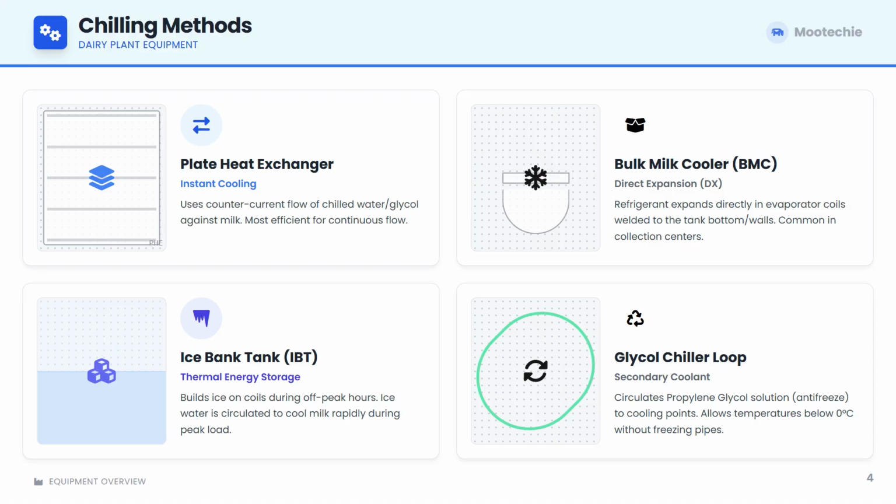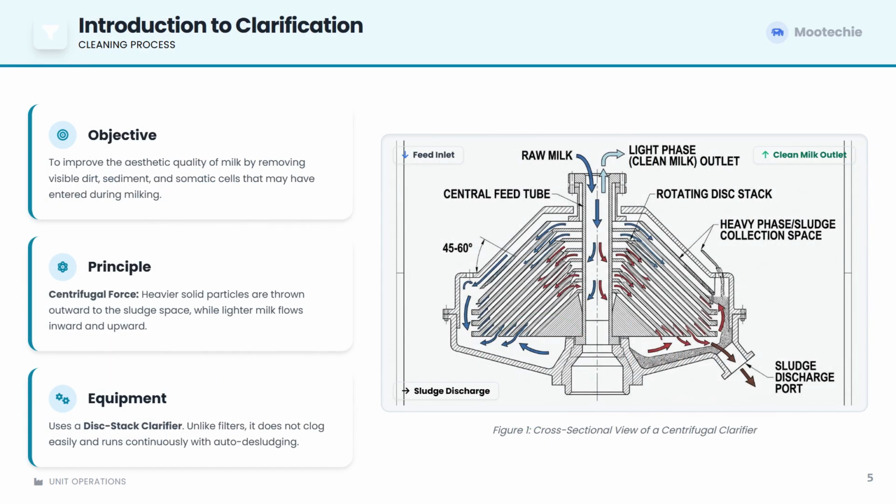Let us now move to clarification. The objective of clarification is to improve the aesthetic and physical quality of milk by removing visible dirt, sediment, and somatic cells. The principle involved is centrifugal force. In a disc stack clarifier, heavier particles are thrown outwards towards the sludge space while lighter milk flows inward and upward. The equipment used is a disc stack centrifuge, which operates continuously with auto desludging.